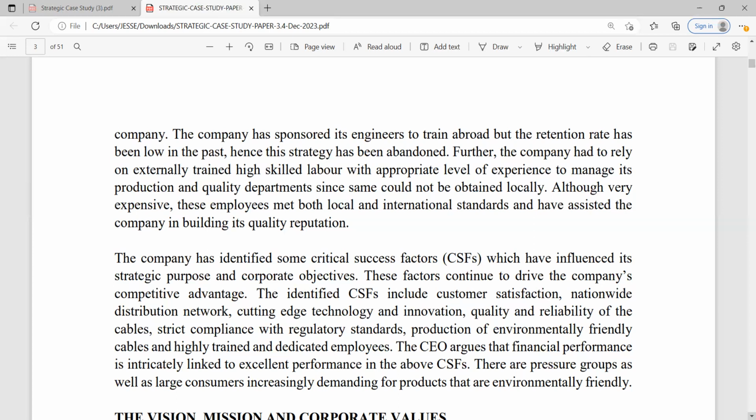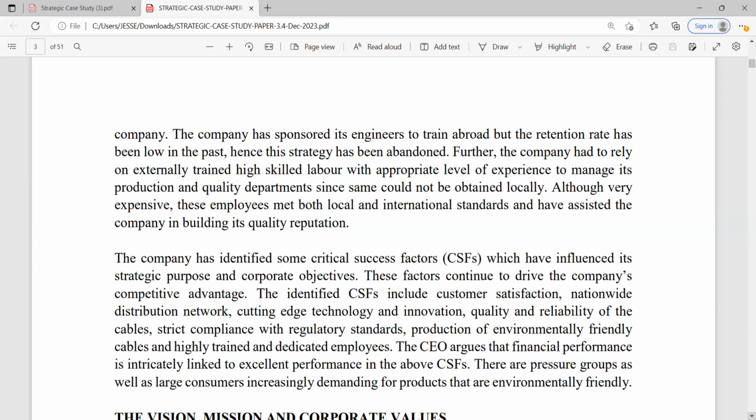Although very expensive, these employees met both local and international standards. So very, very important that TCWL came into this industry at a later date, came to meet, I think, both Metalex and PCGL, which is the very first, right? And must find creative ways to be able to dominate in the market. So the company has identified some critical success factors which have influenced its strategic purpose and corporate objectives.